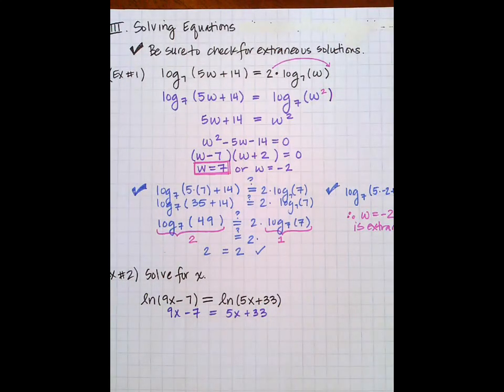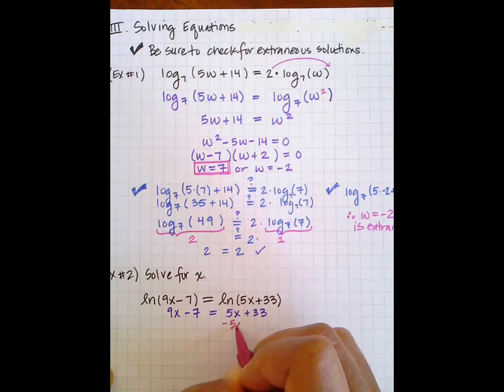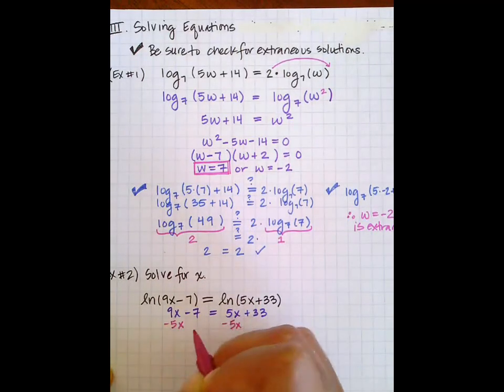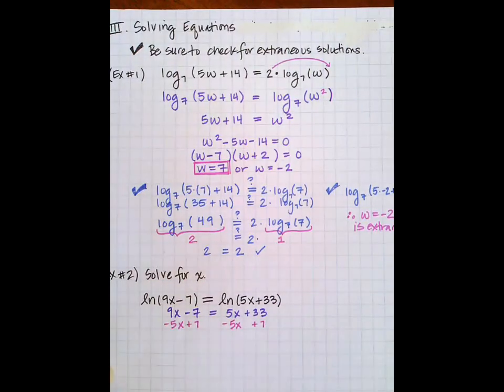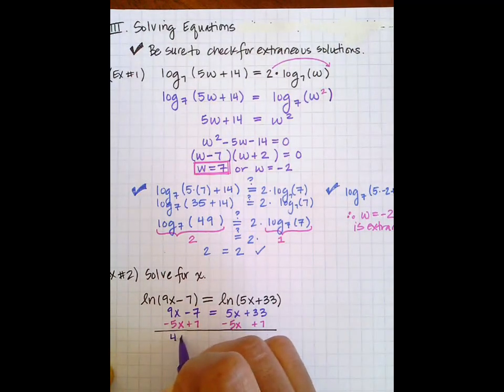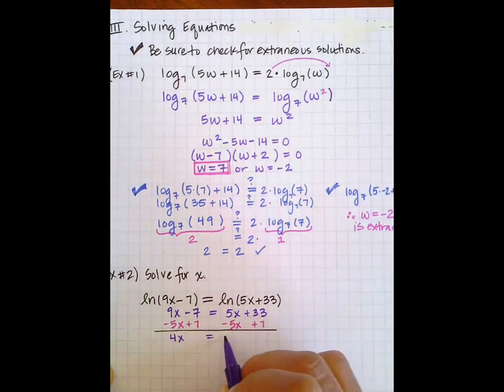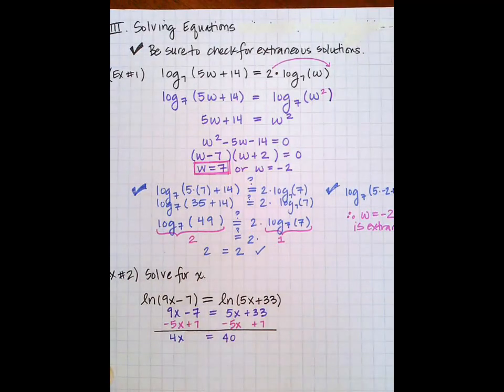So now, solving this equation for the unknown value of x, I subtract 5x, and then I'll also add 7 in the same move, and I end up with a 4x over here and 40 over on the other side. Then continuing to isolate the variable by dividing both sides by 4, I get only one x value, and that one x value is 10.